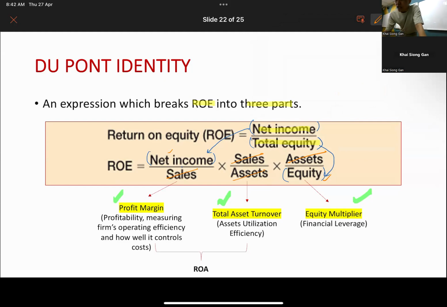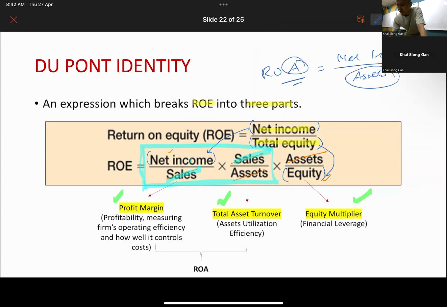But what is important is that the DuPont identity breaks ROE into three parts, which can provide better information for you. And in fact, when you look into the first two, net income divided by sales times sales divided by assets, if I cut both sales, you only have net income and assets. Net income as a proportion of assets means how well you generate net income from your assets. That is ROA, return on assets. So the first two give me ROA as well. So how much information do you have here? A lot. You have three pieces of information about profit margin, total asset turnover, and equity multiplier. And the first two give me ROA as well. Okay, that's about the DuPont identity.